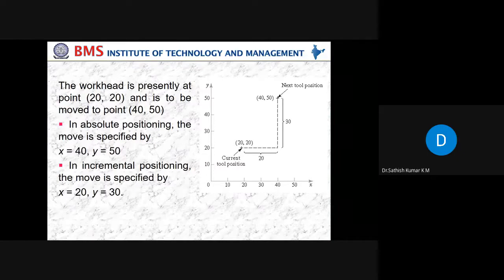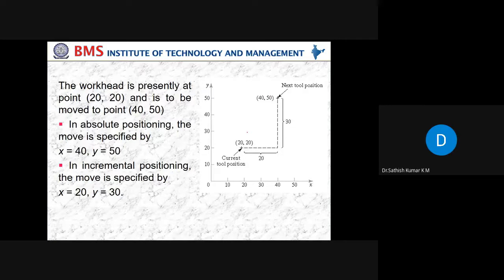Now just observe here. This is the current position, so 20, 20 is the current position. Now I want to move from this point to this point. The tool has to move from this point to this point. The tool has to move from here to here 20, and from here to here it is 30.